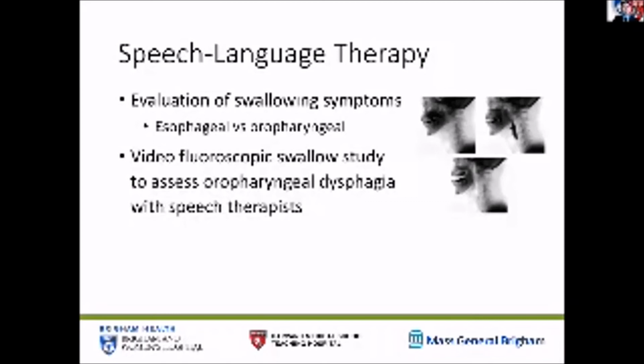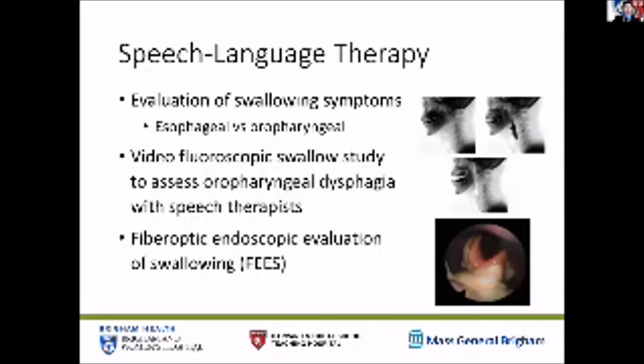Another option that they may employ is the fiber optic endoscopic evaluation of swallowing, or the FEES, where they essentially endoscopically visualize a patient swallowing certain test food and see if there's any signs of retention, aspiration, or penetration. And it's important that these speech language therapists not only do the assessment, but also provide therapy if needed for any dysfunction that they identify.